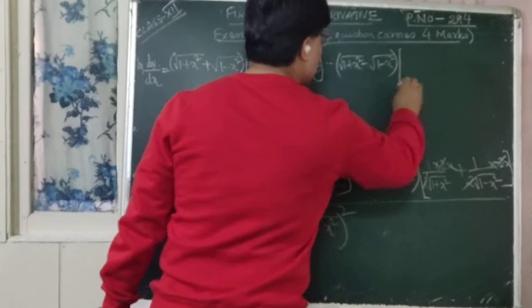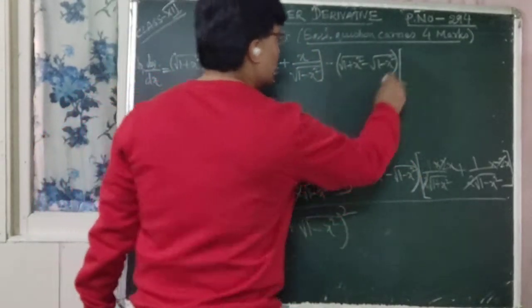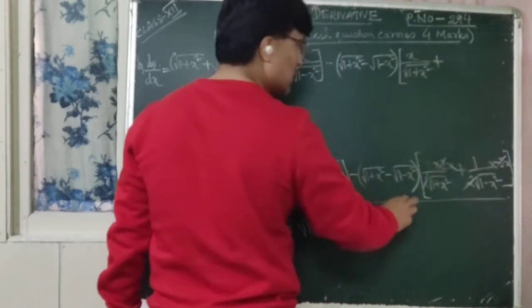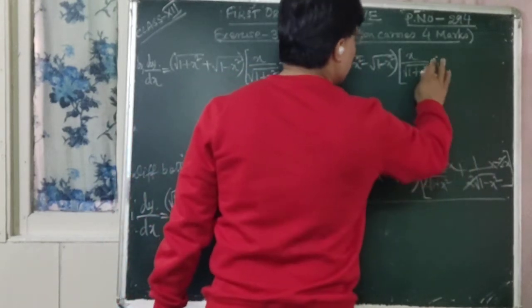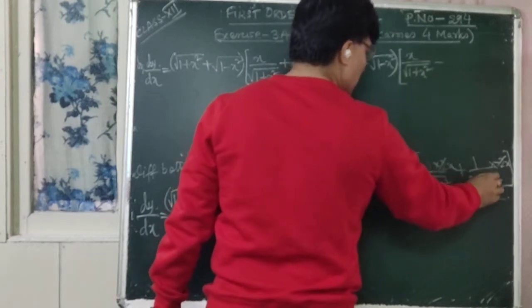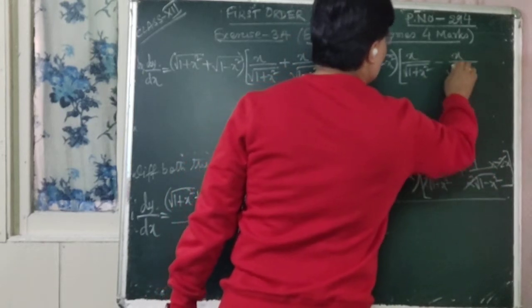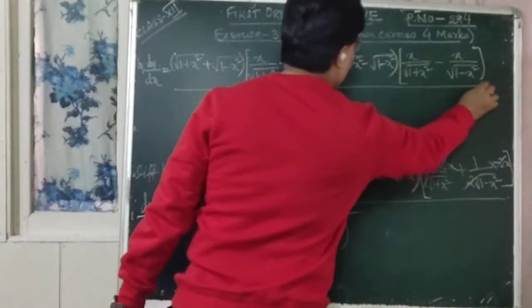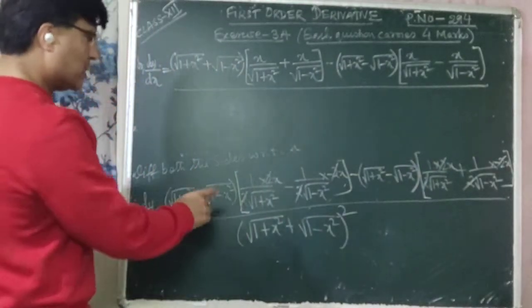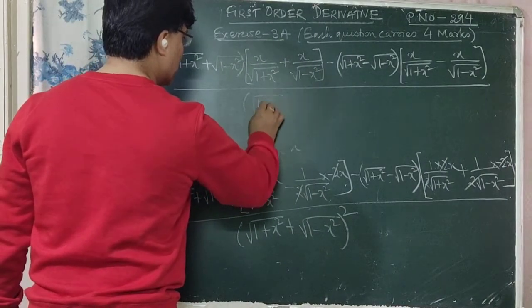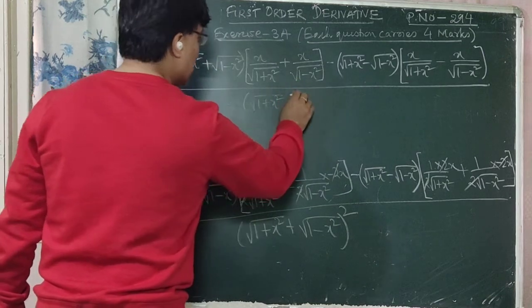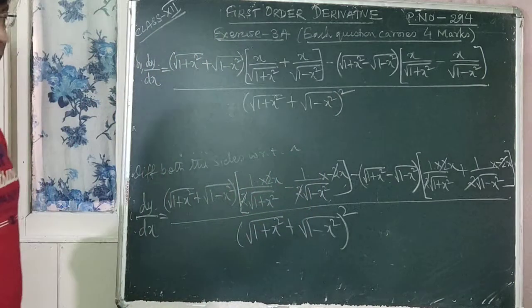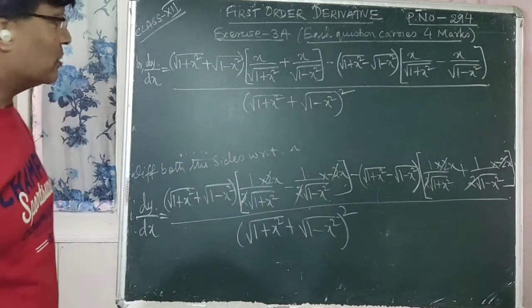Then within third bracket, what do we have? x upon root over 1 plus x square, then this one is minus, minus x upon root over 1 minus x square. Third bracket is closed, whole divided by. So let us write down the denominator as it is, that is root over 1 plus x square plus root over 1 minus x square. This is whole square. So this is the expression. Okay.